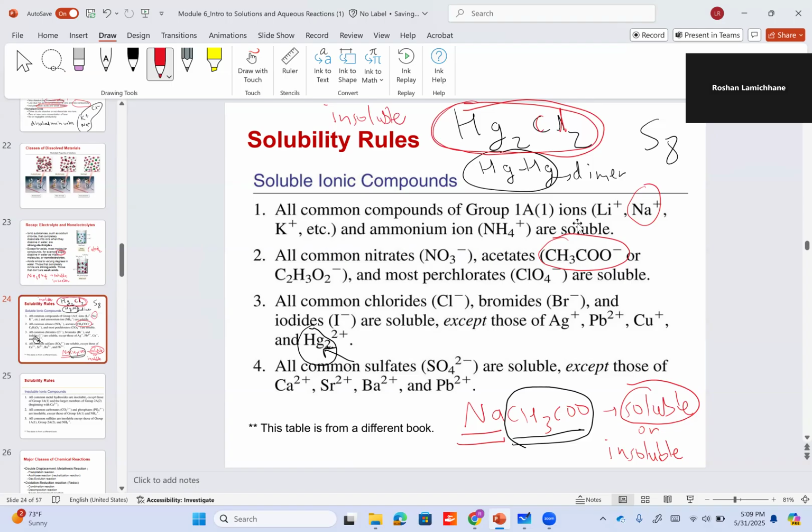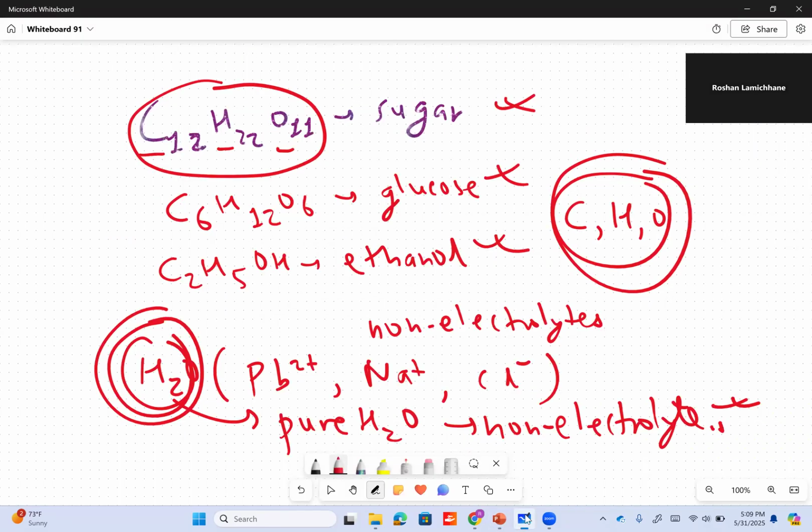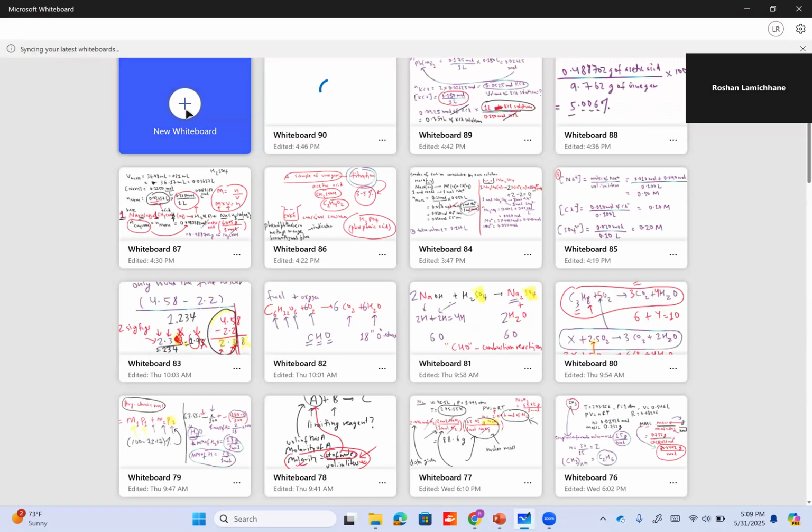So these are the rules that you have to memorize. There's one more page. Go over these rules, and if you want to work on these, I'm going to name some of these salts for you all to work on, and then you can figure out whether they are soluble or not. Pause this video as soon as I write down this salt.